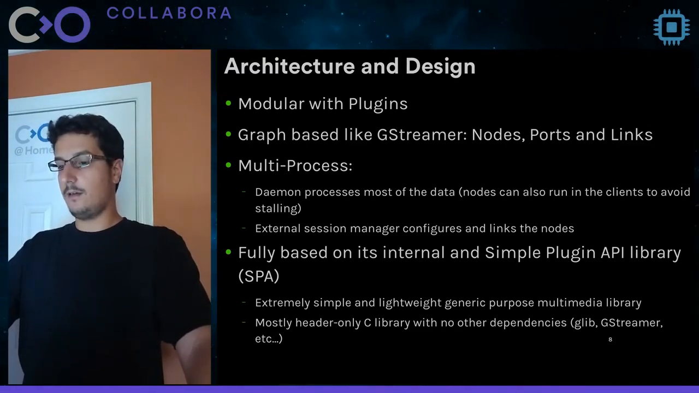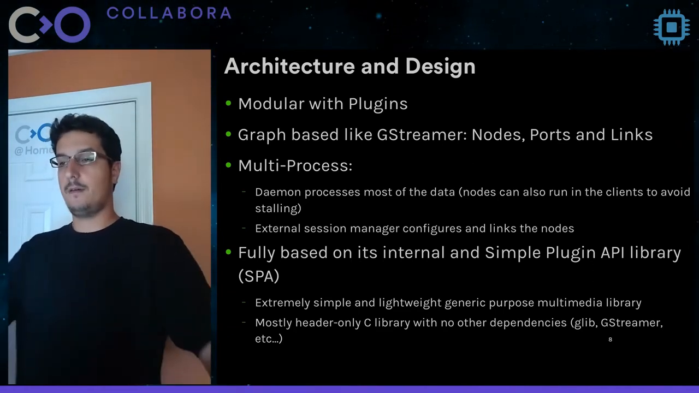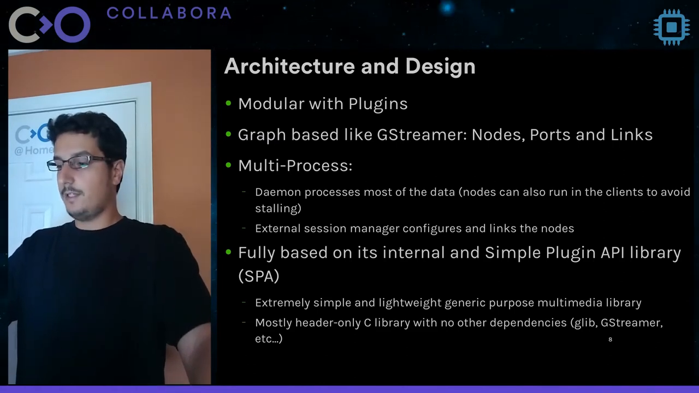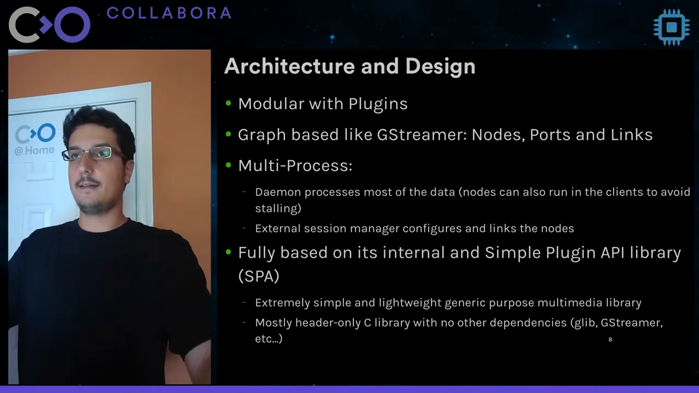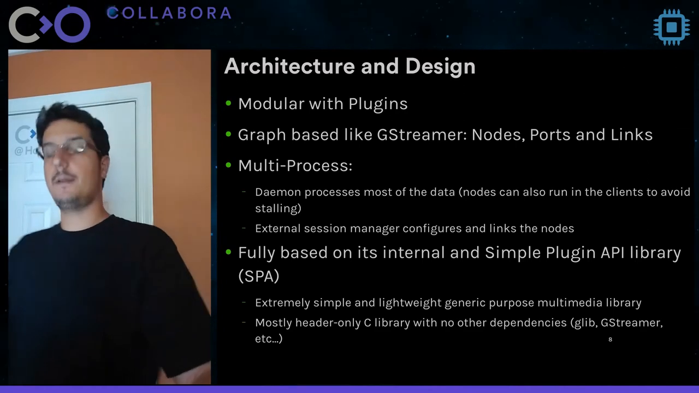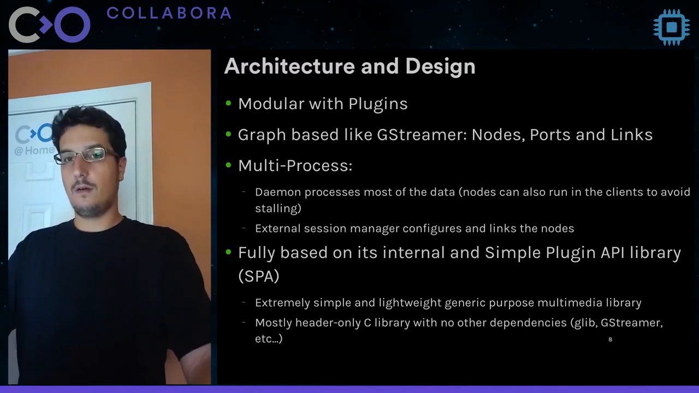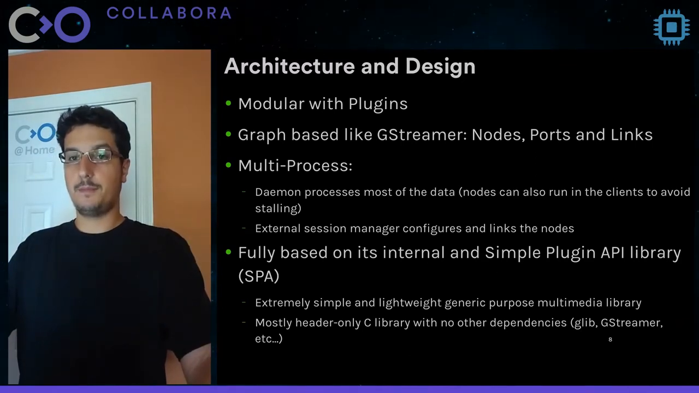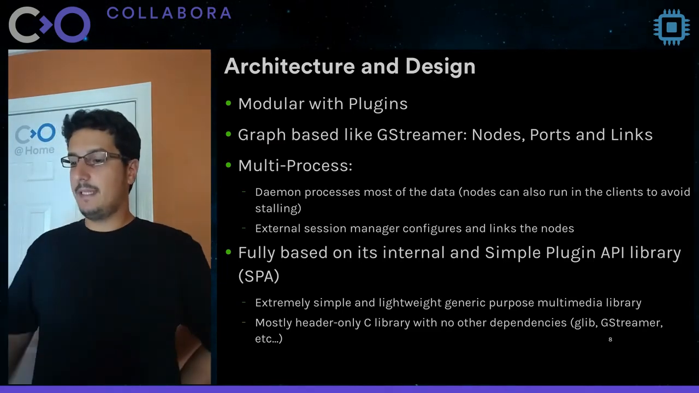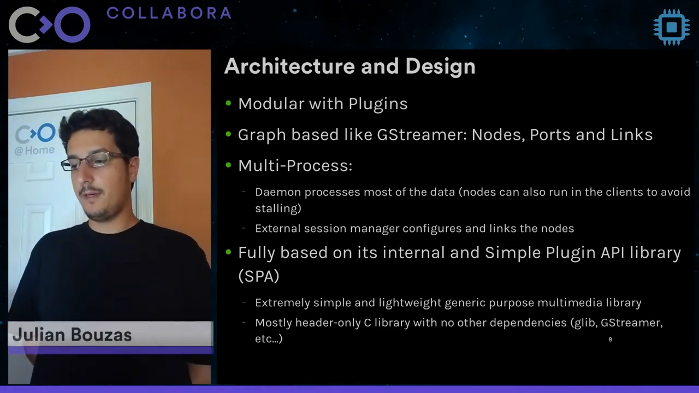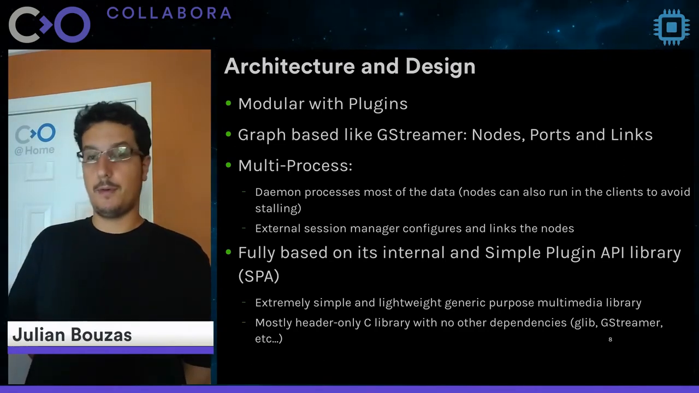Then finally, PipeWire is different from the remaining open source projects because it only depends on its Simple Plugin API library. It doesn't depend on anything else. It doesn't depend on glib or any other famous open source library. And it does that because it really wants to achieve low CPU usage and high performance. So this SPA library is extremely simple and lightweight, and it's used as a generic purpose multimedia library.